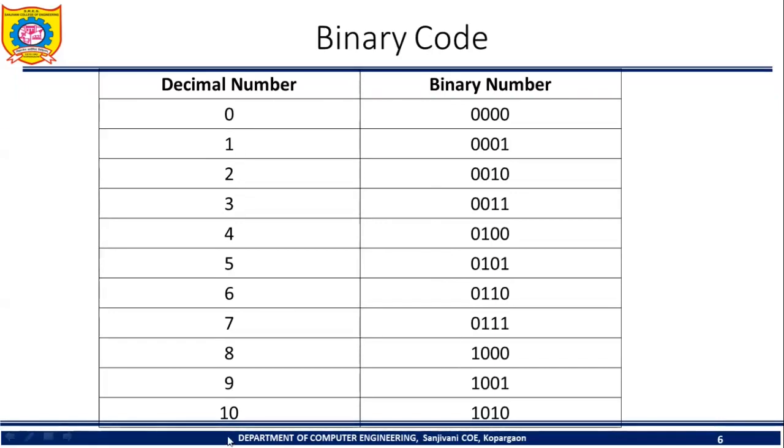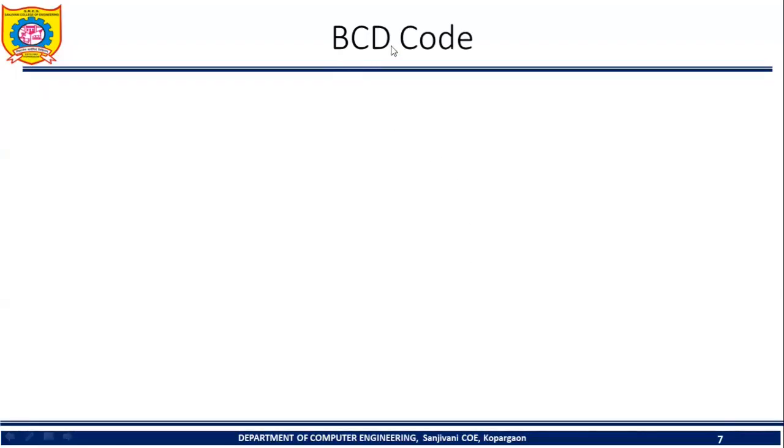Decimal numbers are shown from 0 to 10, and on the other side of this table you will find the equivalent binary number. For example, 10. So what is the binary equivalent of 10? It is 1011. Now let's discuss BCD code. BCD stands for binary coded decimal. So as the name indicates, in BCD code we are going to represent a decimal number in binary form.